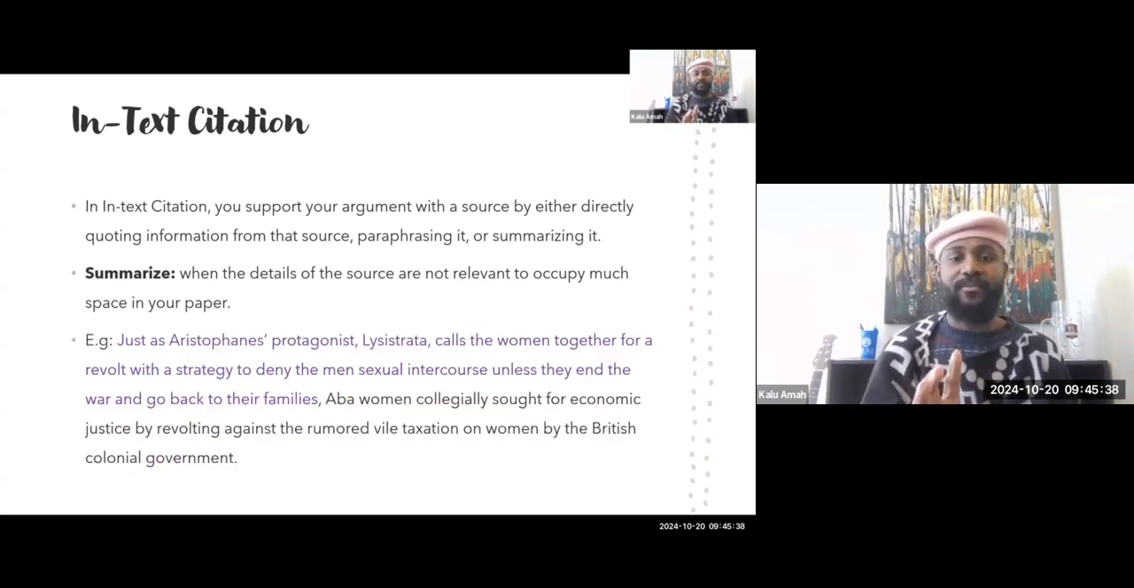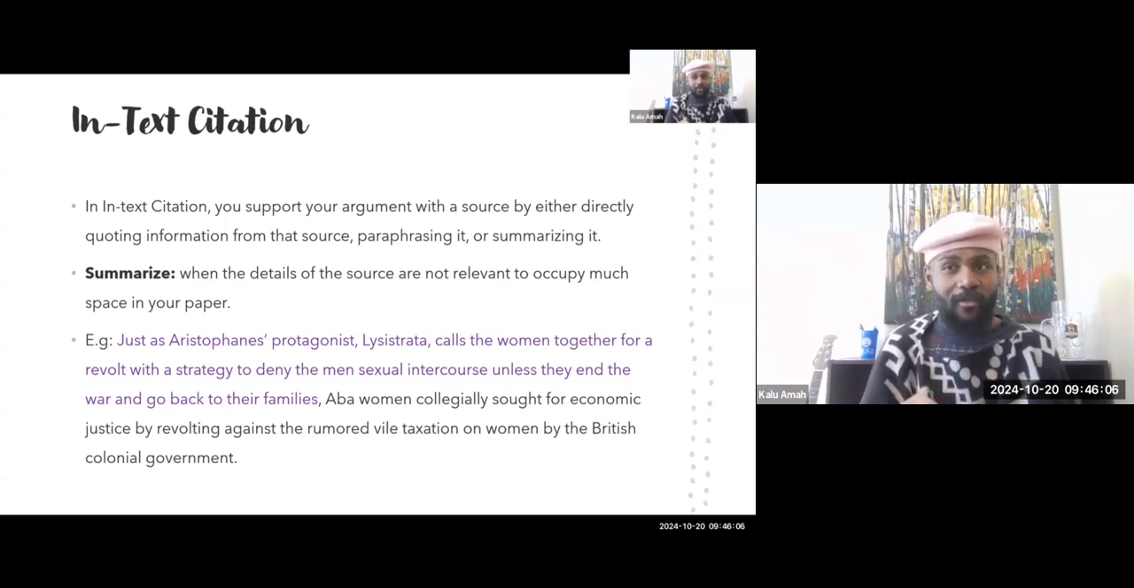And if you look at this statement, I'm going to read it out. The first statement, which I put in purple font, is just a summary of a classical play written by Aristophanes. So I wrote: just as Aristophanes' protagonist Lysistrata calls the women together for a revolt with a strategy to deny the men sexual intercourse unless they end the war and go back to their families, Aba women collegially sought economic justice by revolting against the rumored vile taxation on women by the British colonial government.